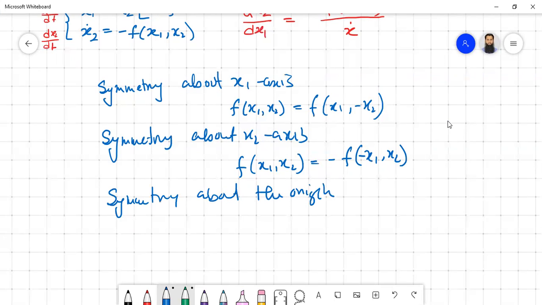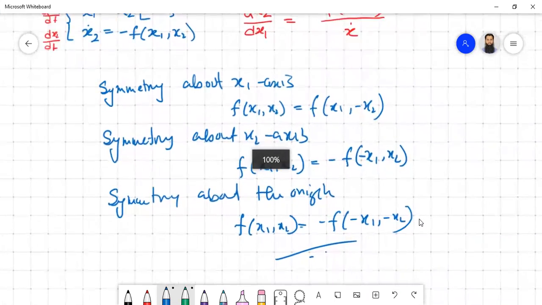So in that case, f(x1, x2) should be equal to minus f(minus x1, minus x2). Okay, so this is all about the symmetrical thing, and if it is available, in that case you just have to plot either half or quarter of the figure. That should be okay.